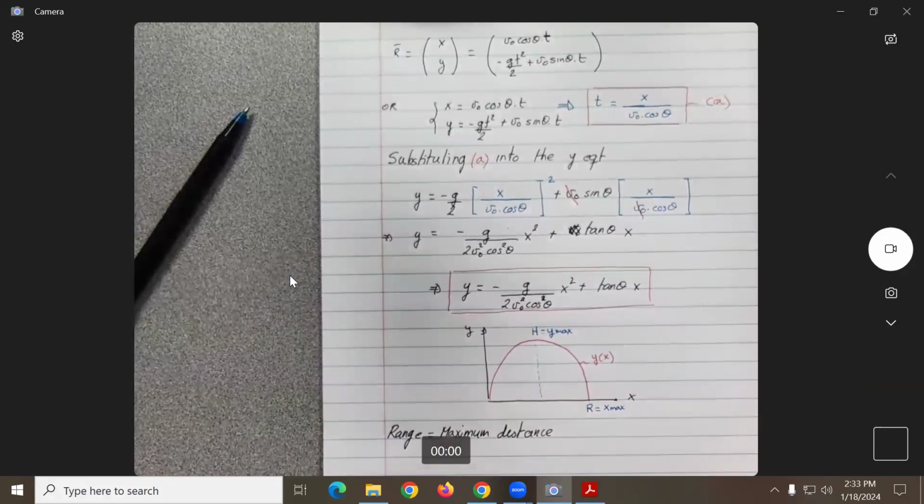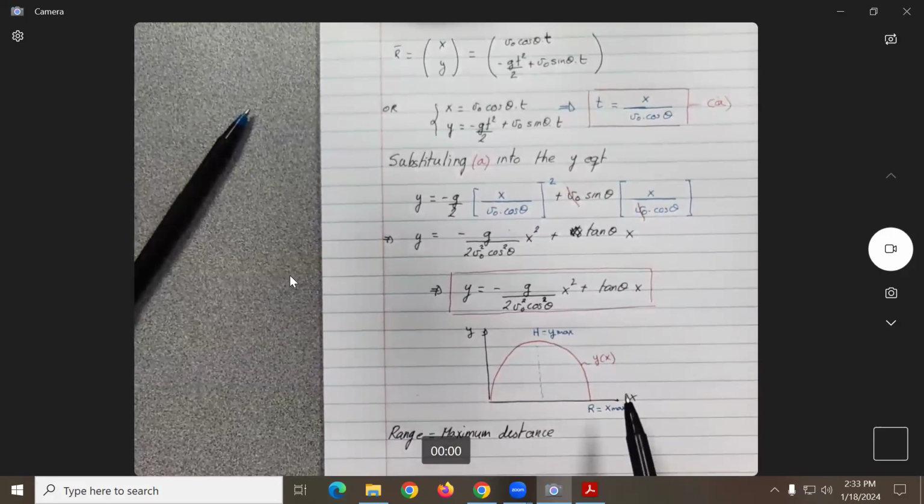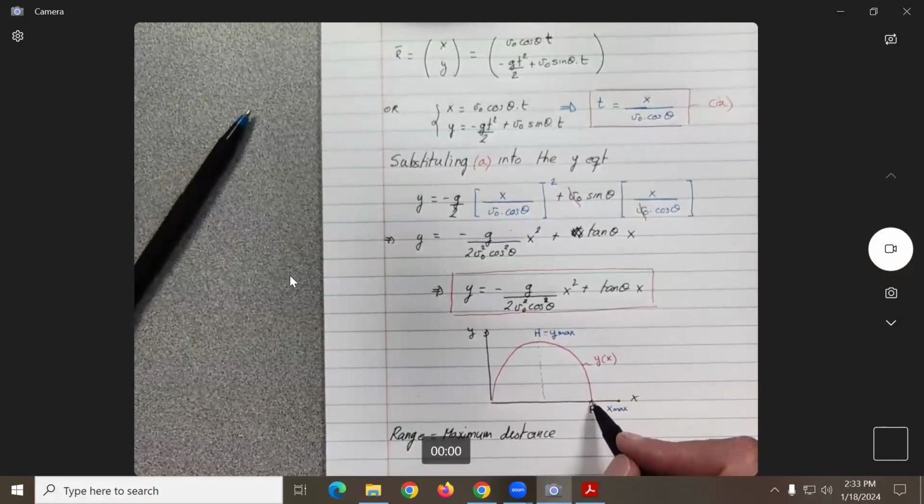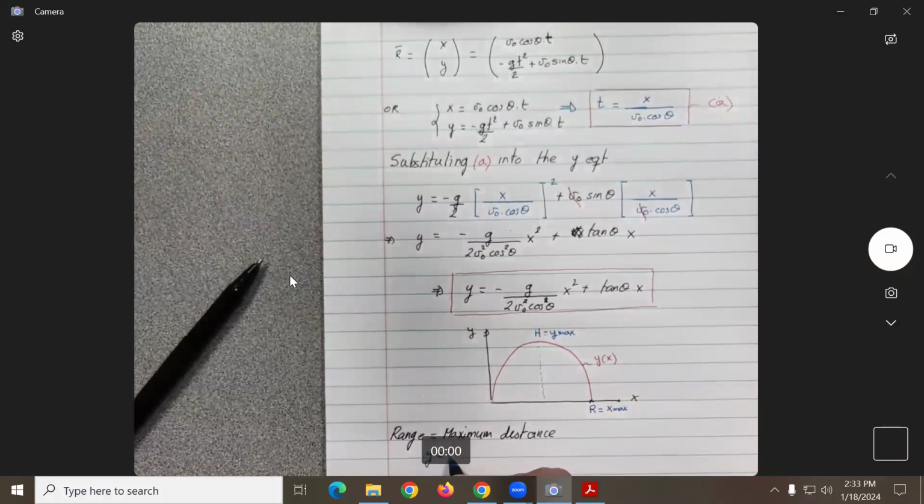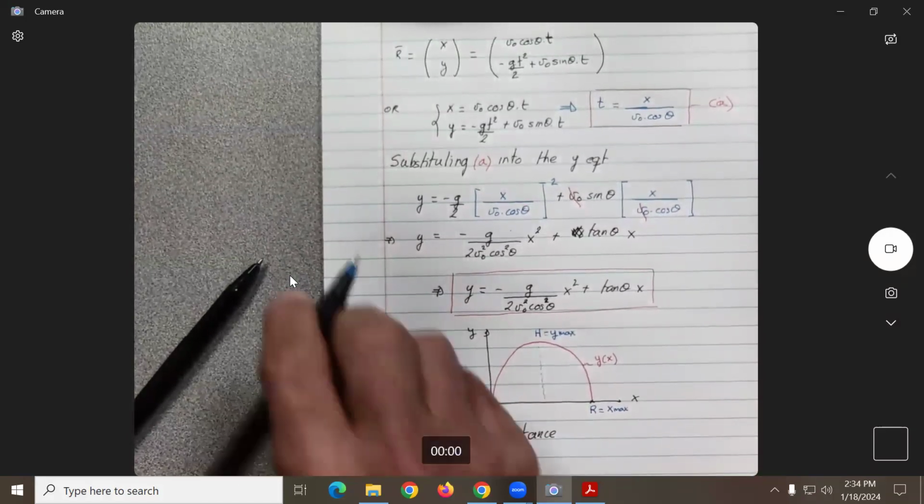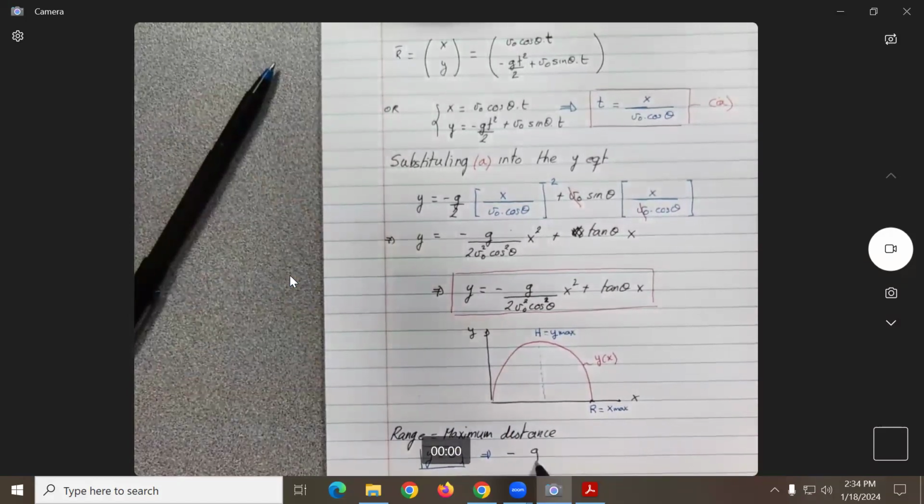Okay, so let's see what we can do from mathematics. Now this just becomes mathematics. So, what do we know about the maximum range? Okay, perfect. So at maximum range, we have Y equals zero. So that will mean what? Will mean that minus G divided by 2V naught squared cosine squared theta X squared plus tangent theta X equal to zero.